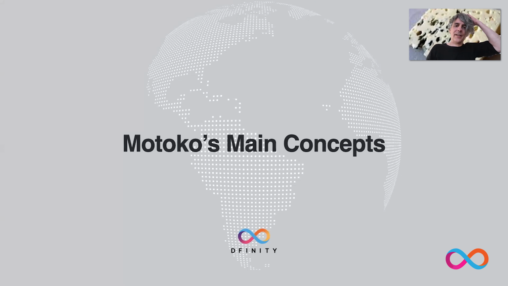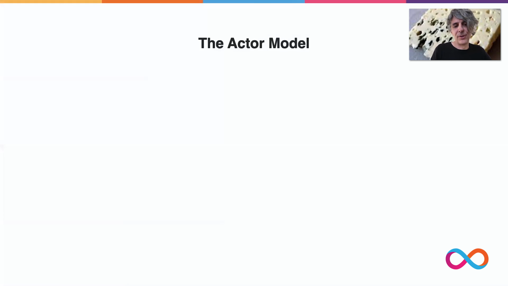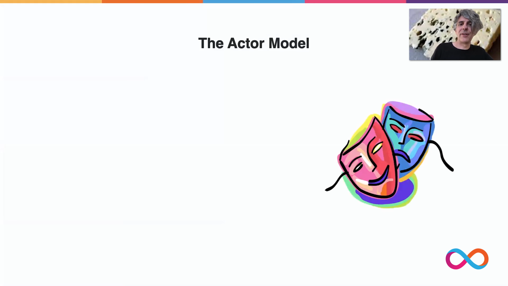Okay, so that was the overview of the general philosophy, and for the rest, I want to walk through the 3 or 4 main concepts which are more specific to Motoko and its role of running on the internet computer. The first one, which I already mentioned a couple of times, is the actor model. I don't know how many were familiar with that model before. It's actually quite an old idea.